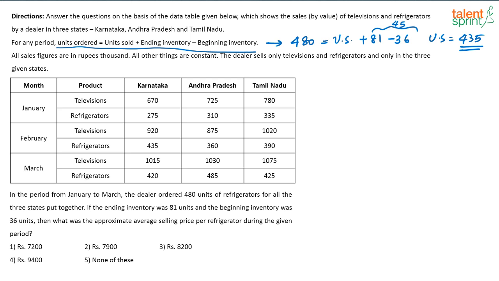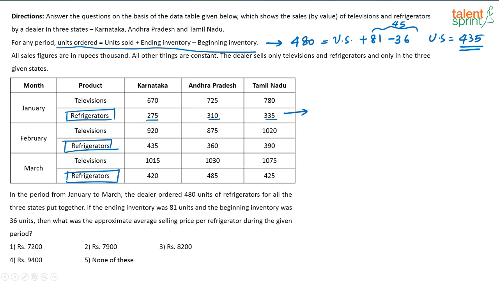Okay. Now next, what else? What is given? What should you find out? What is the approximate average selling price per refrigerator during the given period? So from January to March, you have to consider the total sales of all the refrigerators. You know how many refrigerators have been sold. So the total sales divided by the number of units sold will give you the selling price per refrigerator. That is what you have to find out, right? So what is the total sales of refrigerators in January? It is nothing but 275 plus 310 plus 335.